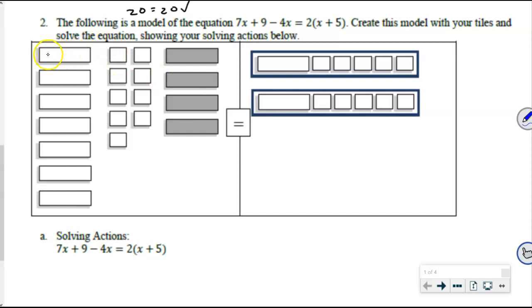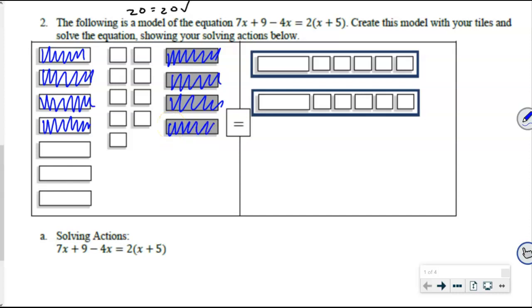Yeah, we have some zero pairs. I have a positive and a negative, positive and a negative, positive, negative, positive, negative, where you have some zero pairs. And it looks like taking care of those zero pairs, moving those negatives over here to join the positives and realizing we've got zero pairs, that completely simplifies the left-hand side. It leaves me with 1, 2, 3 x tiles and 9 positive unit tiles.